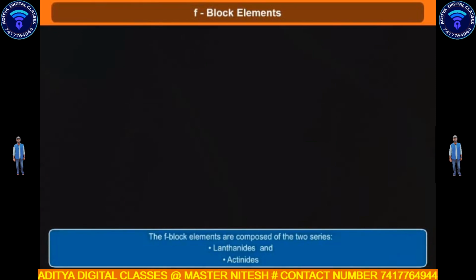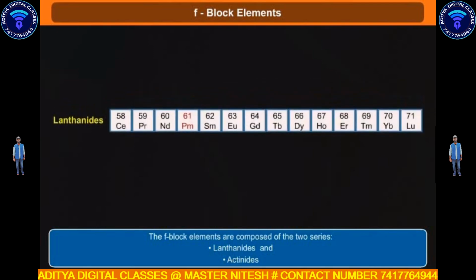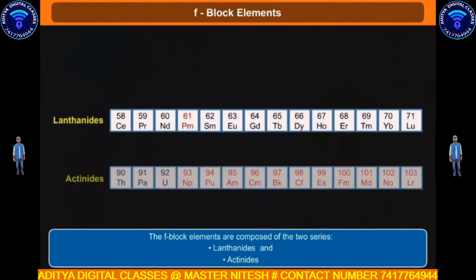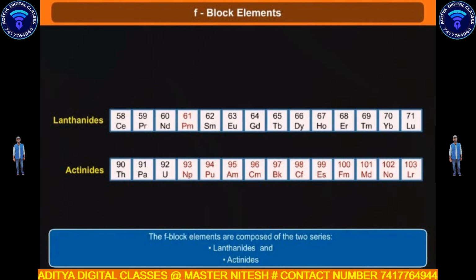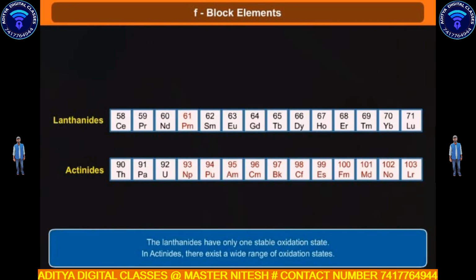The f-block elements are composed of the two series, lanthanides, 14 elements, and actinides, 14 elements. The general symbols Ln and An are used to denote lanthanides and actinides respectively. The lanthanides have only one stable oxidation state. In actinides, there exists a wide range of oxidation states.